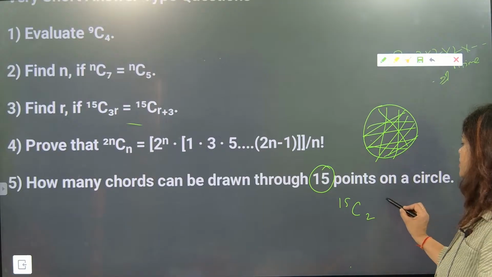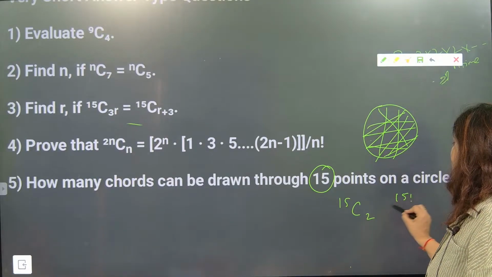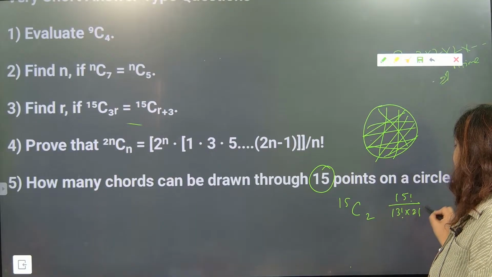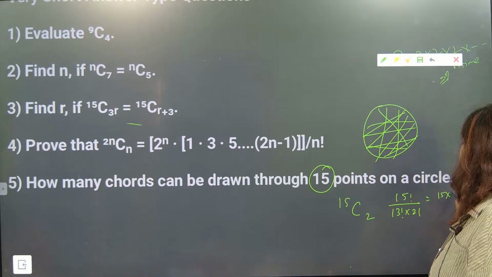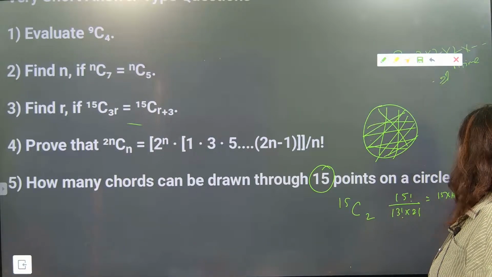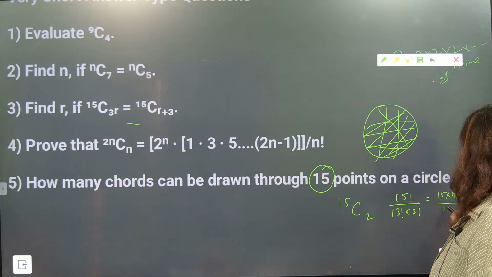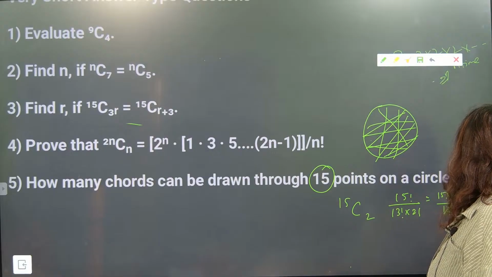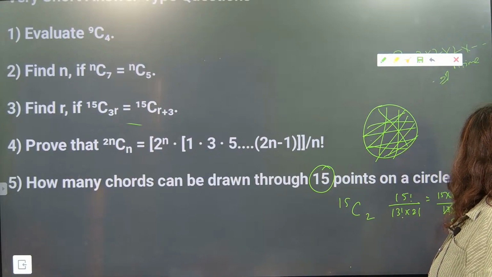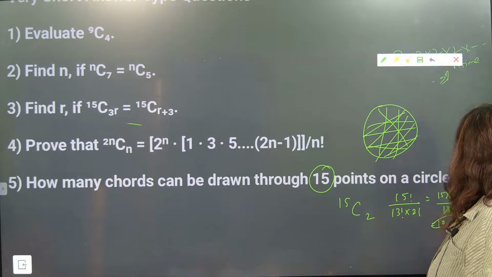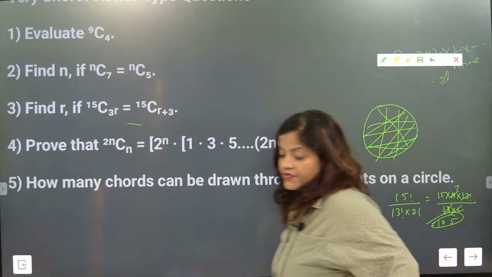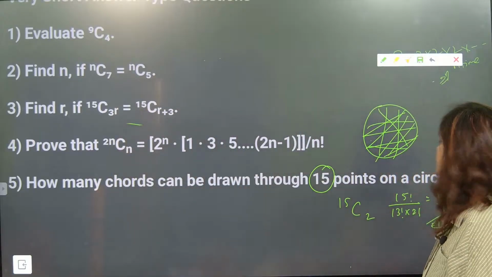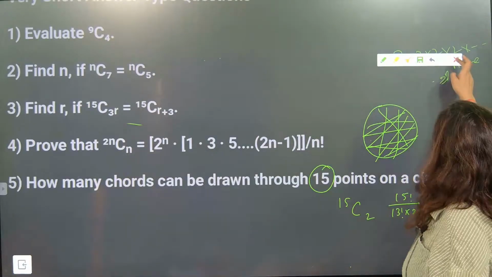So when 15C2 is there, beta, it will become 15 factorial by 15 minus 2, that is 13 factorial, into 2 factorial. So 15 into 14 into 13 factorial. One not five, 105 is the correct answer. Yes, 105 is the correct answer. Three of you are absolutely correct, beta. So shall we go for the next question?